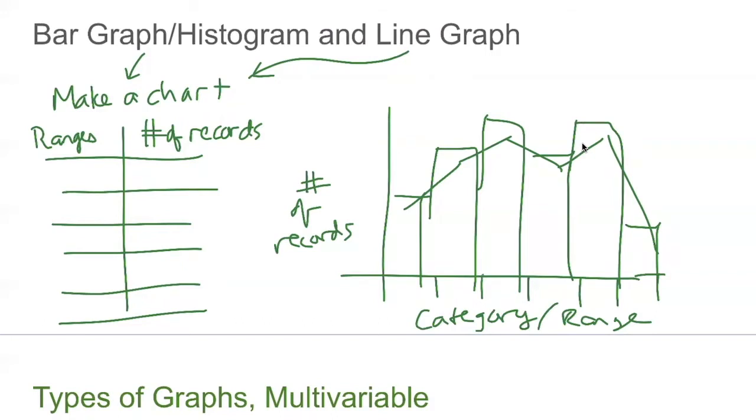Is it mostly on the small side? Is it mostly on the large side? Is it mostly in the middle? How many of them are close to the max? How many of them are close to the minimum? How many of them are close to the average? It just gives you a sense of how the data is distributed within that variable.